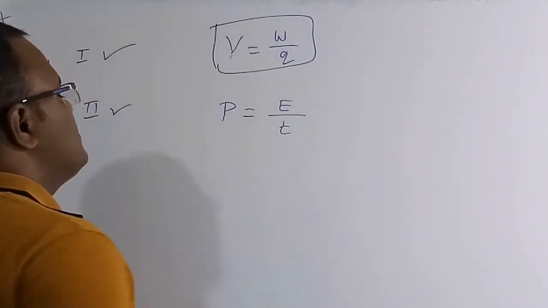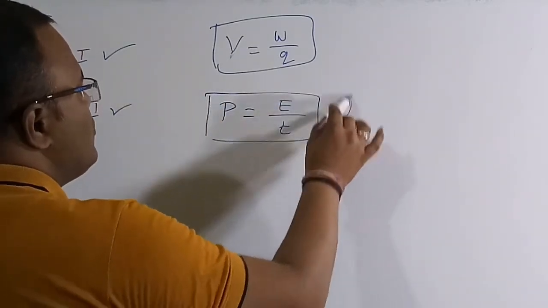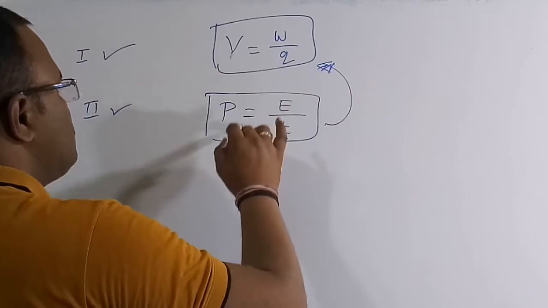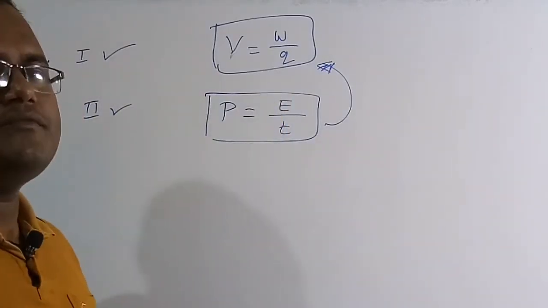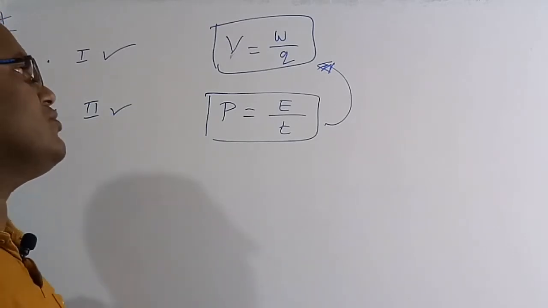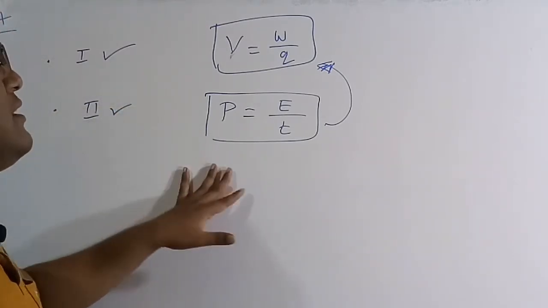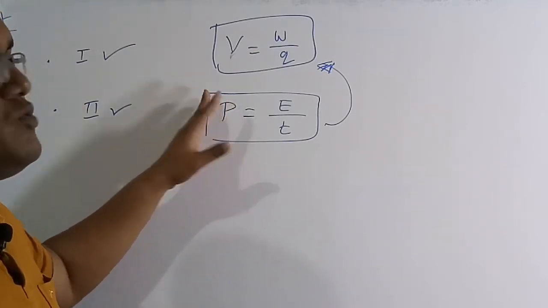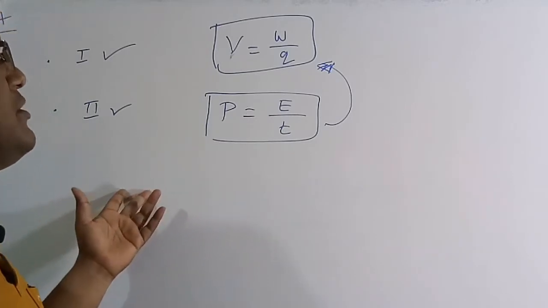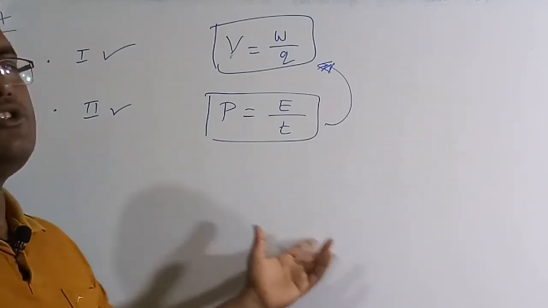So statement 1 is correct and statement 2 is also correct, but there is no relation between statement 2 and statement 1. These two are independent statements. So finally we can conclude that statement 1 is correct, statement 2 is correct, and statement 2 is not the correct explanation of statement 1. So option B is the correct solution of this question.